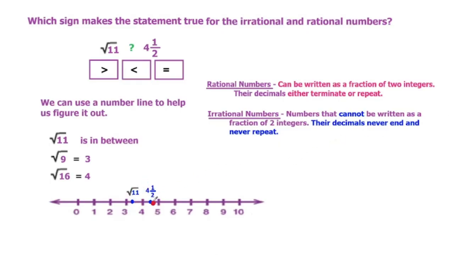So 4.5 is over here. So obviously the square root of 11 is less than 4.5. So that is the answer. The square root of 11 is less than 4.5. So you don't even need a calculator really to do this, as long as you know what the perfect squares are for some numbers, for example 9 and 16. And that's all there is to that problem.